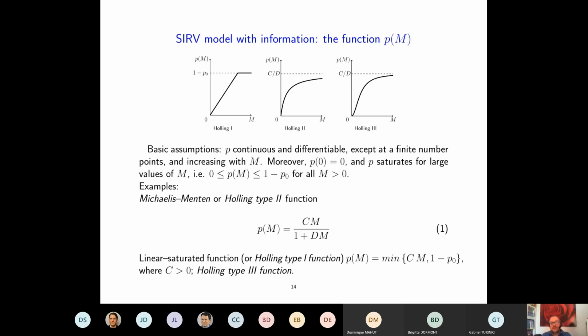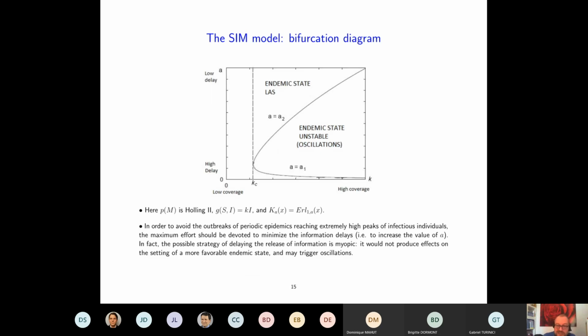As far as the function P is concerned, one possible way to represent this is to consider a saturating function of Holling type. So for example, the Holling type 2 function is just a function like this. Which kind of important results may come from using this kind of modeling approach?